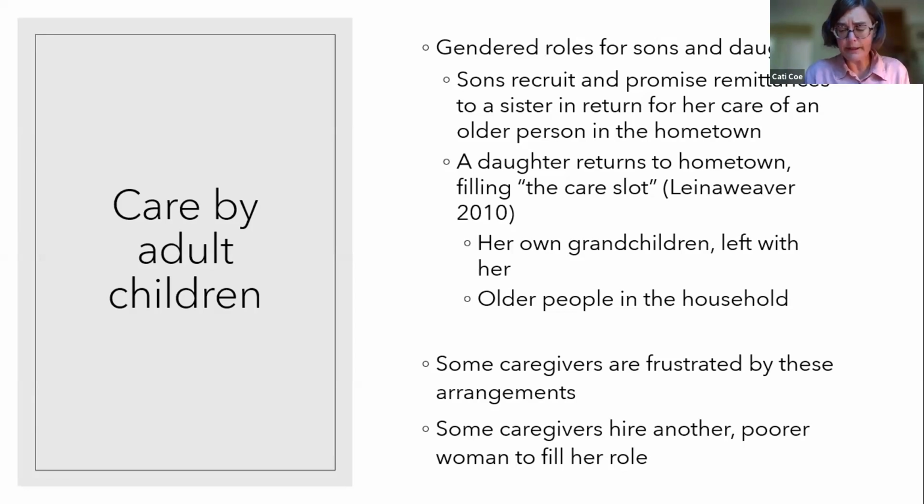As Felicity Aulino has noted in Thailand, forms of care emerge in and sustain oppression. So gender intersects with socioeconomic status in that women are likely to be poorer than their male counterparts, and poorer women are recruited as caregivers. So adult women are kin-scripted to fill the care slot, as Jessica Leinaweaver calls it in her work in Peru. They return to the hometown to care for aging relatives, as well as their grandchildren whose parents are urban migrants. So for some women, this wasn't a problem.